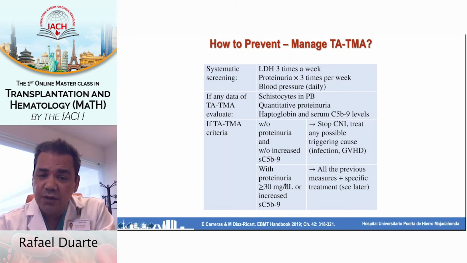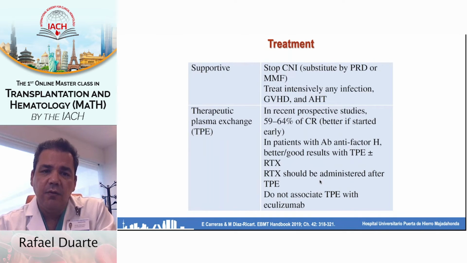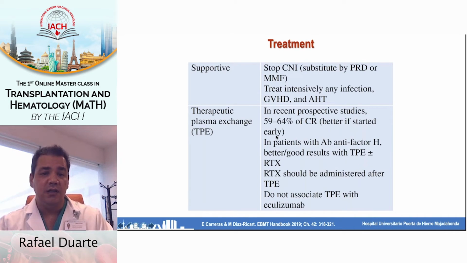However, if there's severe proteinuria and increased C5b9 in serum, then we still have to do all those measurements, and we also need to use specific treatments. What specific treatments can we use in these patients? Of course, therapeutic plasma exchange beyond the supportive management. Therapeutic plasma exchange is one of the options.